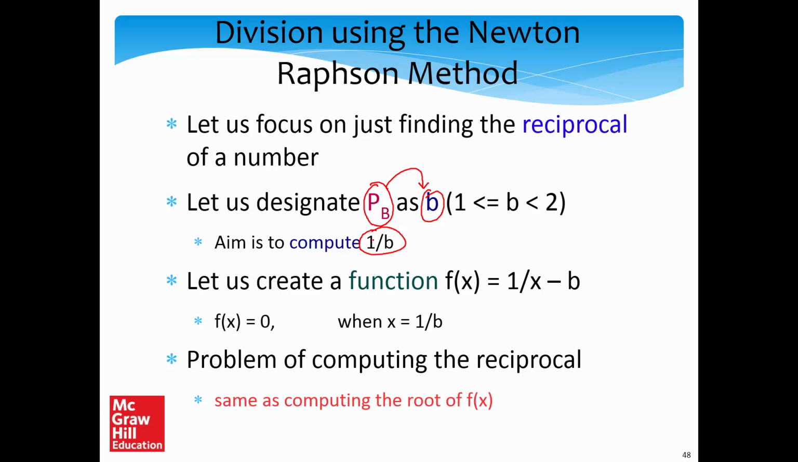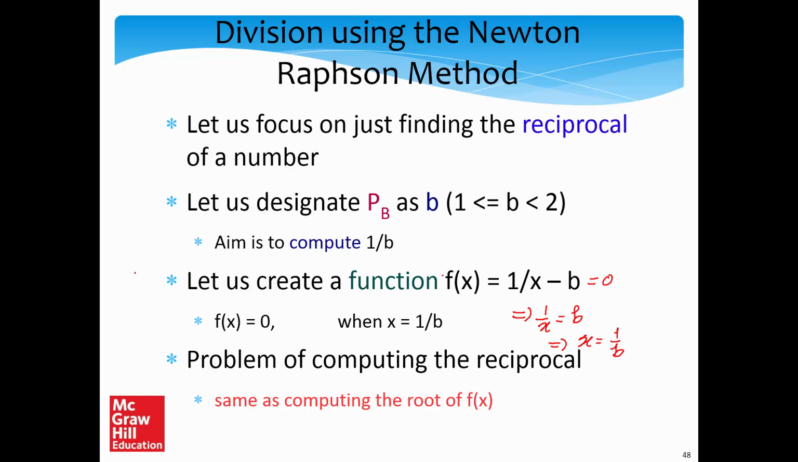So let us do one thing. Let us create a function f(x) where f(x) is equal to 1 by x minus b. Right? So let us arbitrarily create a function f(x) of the form 1 by x minus b. So f(x) is equal to 0 when x is equal to 1 by b. What we can say is that when f(x) is equal to 0, that is when 1 by x is equal to b, or rather, x is equal to 1 by b.